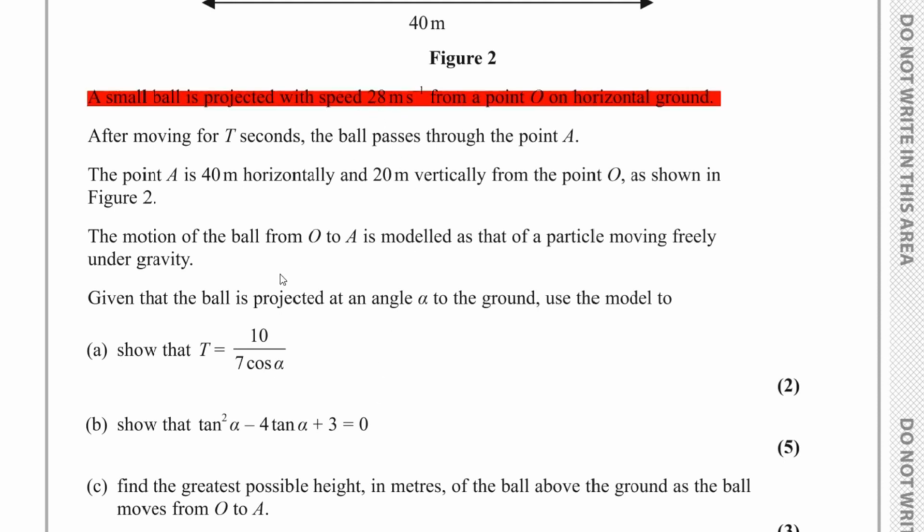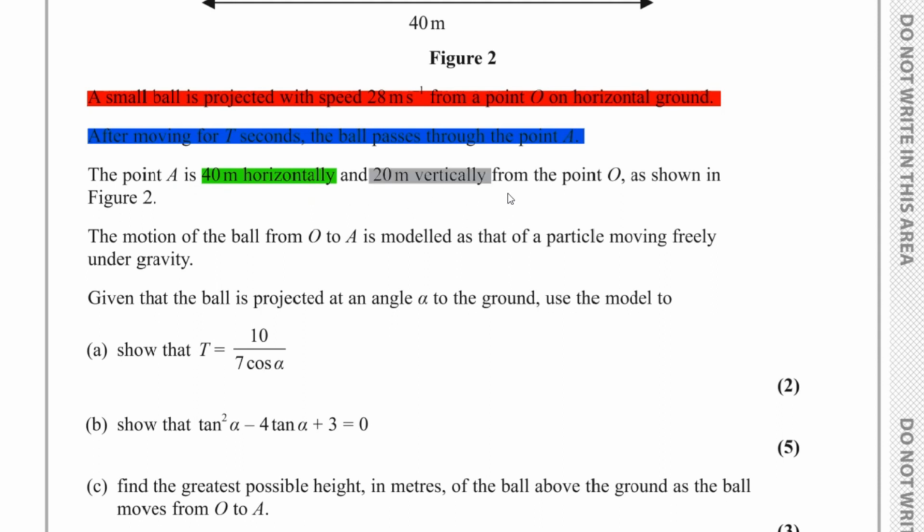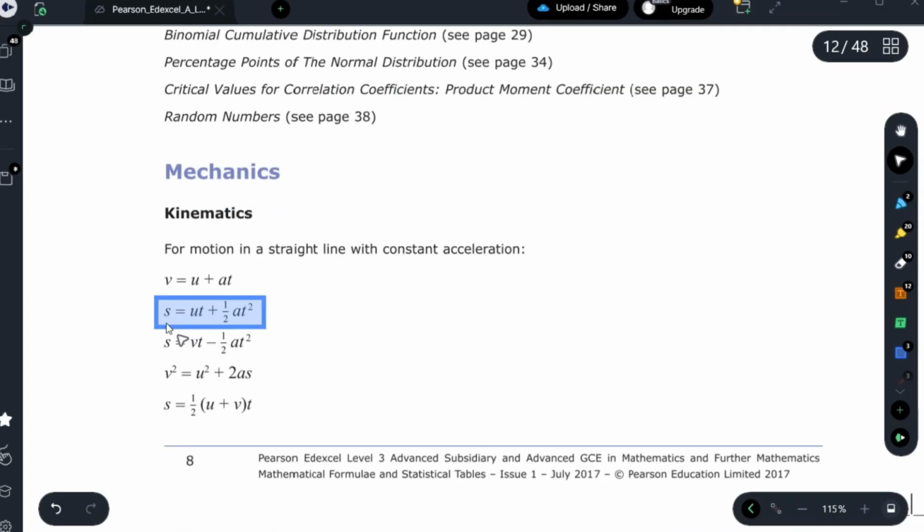We've got our initial speed, 28 meters per second. It takes t seconds to go from O to A. The point A is 40 meters horizontally and 20 meters vertically from the point O. And we model the ball and its motion as a particle moving freely under gravity. What we can do is consider the horizontal motion, and for this we will use the SUVAT s equals ut plus a half at squared.